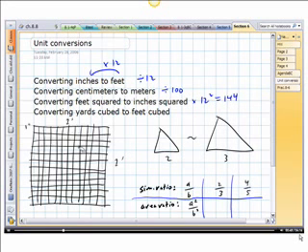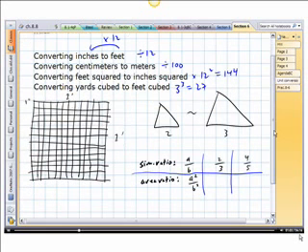If you want to go from yards cubed to feet cubed, well, there's 3 feet in a yard, so that means there are 3 cubed feet in a yard cubed, so you'd be multiplying by 27. We're going to deal with the squaring idea, though. Later in chapter 10, we'll get to the volumes, which is the cube.